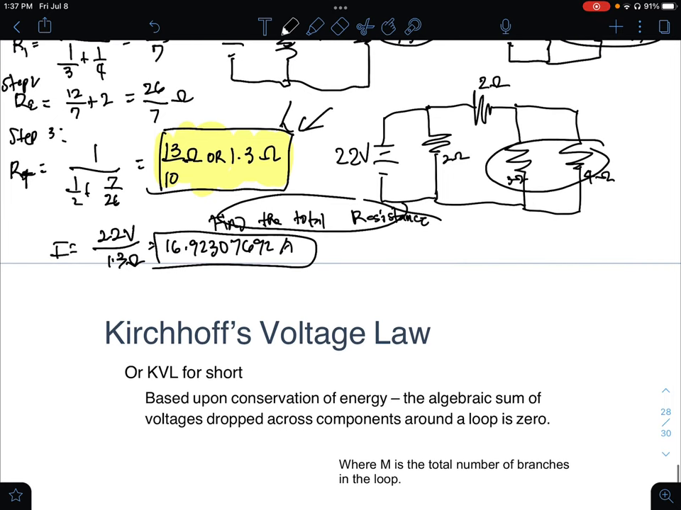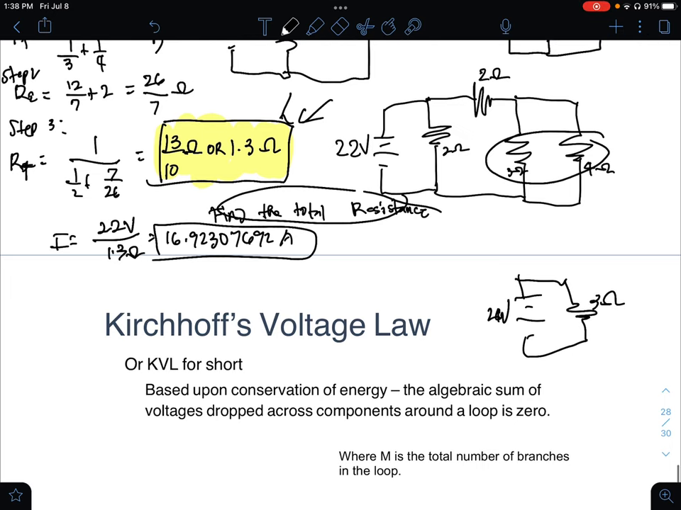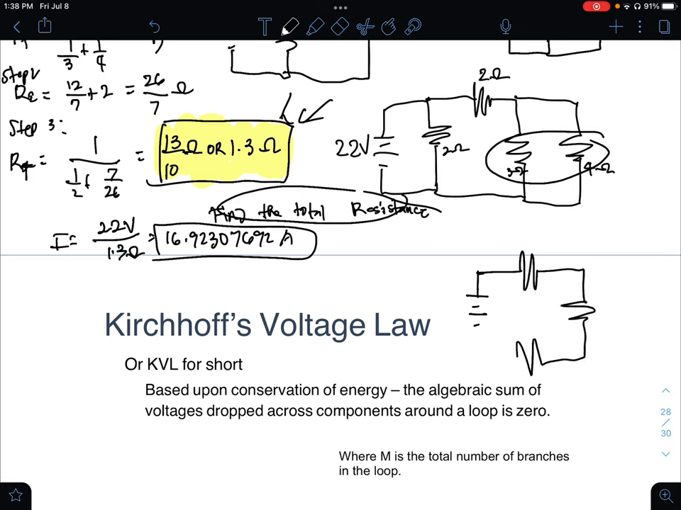So lahat po ng, for example, isang loop, isang resistance. Okay, so 24 volts is 3 ohms. Okay. So lahat po ng dadaan na, wait lang. Ulit. Another example. So, guys, this is R1, this is R2, this is R3. For example, this is 12 volts.